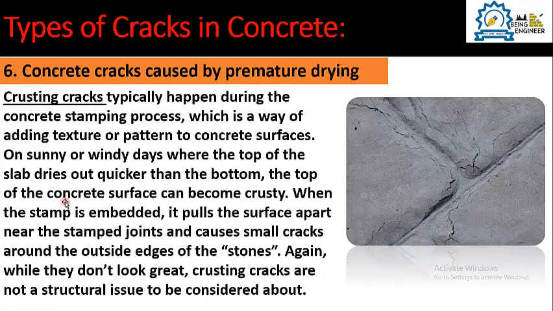The other type of crack that can occur by premature drying is crusting cracks. Crusting cracks typically happen during the concrete stamping process, which is a way of adding texture or pattern to the concrete surfaces, as you can see in this picture. On sunny or windy days, where the top of the slab dries out quicker than the bottom, the top of the concrete surface can become crusty. When the stamp is embedded, it pulls the surface apart near the stamped joints and causes small cracks around the outside edges of the stones. Again, while they don't look great, crusting cracks are not a structural issue to be concerned about.